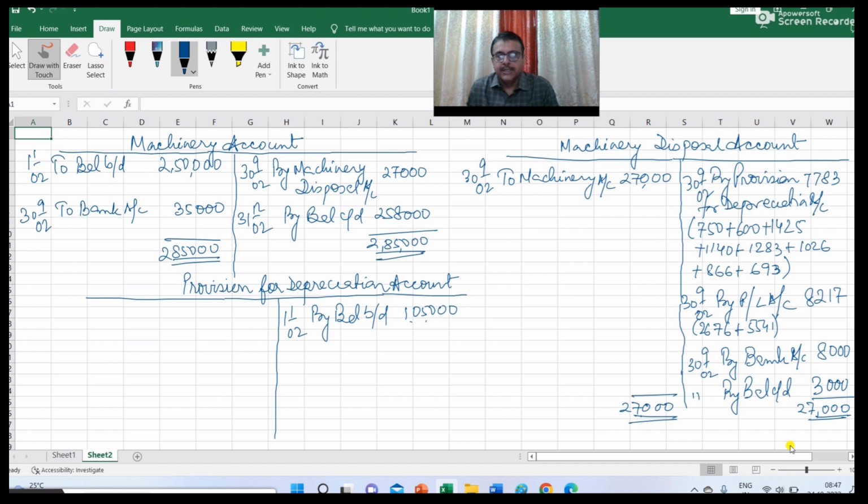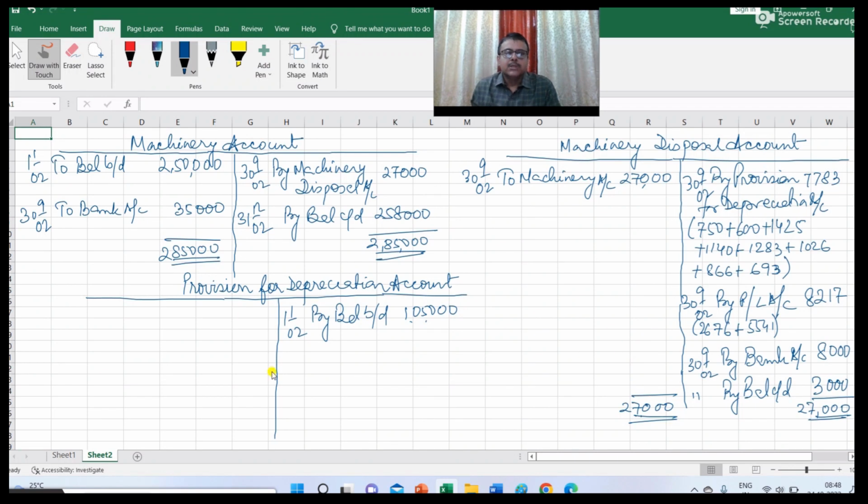Please have a look at it. So 27,000 is the cost of the machines which were sold out on 30th September 2002. Against this 27,000 there was a provision for depreciation of 7,783, and I have shown you the figures. You need not write these figures in your answer script when you are giving an exam. So for your understanding, I have recorded these figures. This is the amount of loss incurred on sale of these two machines, and 8,000 was received as the sale value of M1, and 3,000 is the expected sale value of M2.